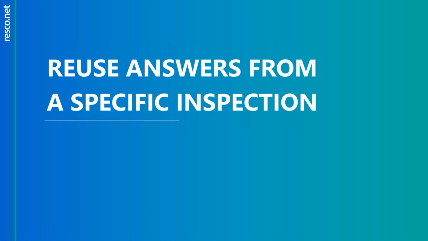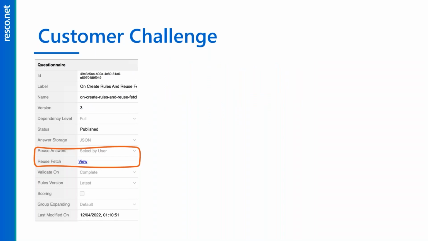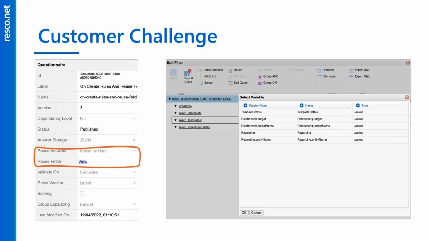First topic is reuse answers from a specific inspection. You may ask, Resco inspections already have the ability to reuse answers. So what is this all about? Yes, it's true that the answers from previous inspections can be used to automatically fill in questions of a current inspection, but there are some limitations of what the reuse fetch can do in terms of specifying the conditions for reusing answers.